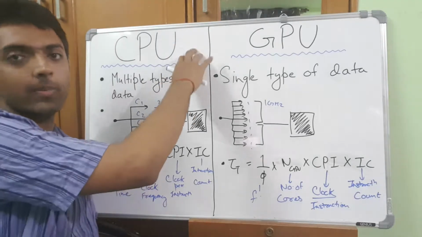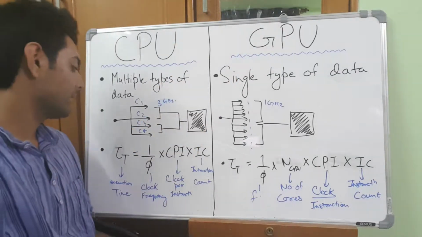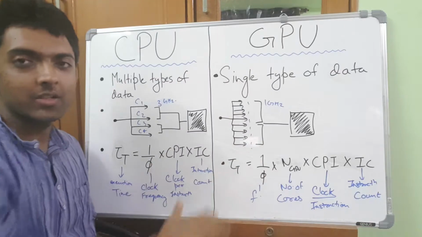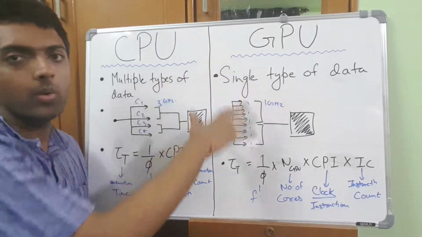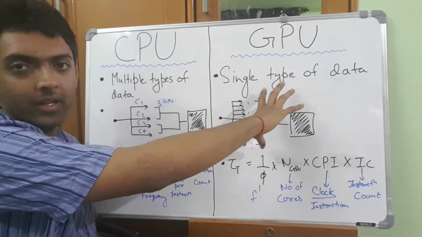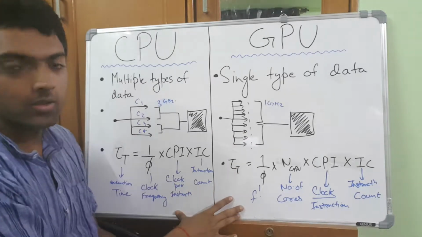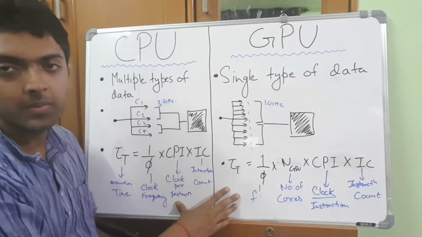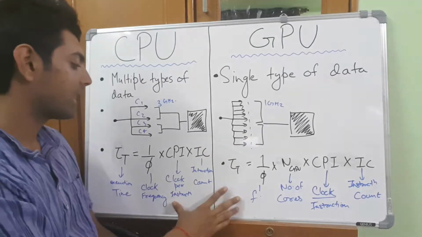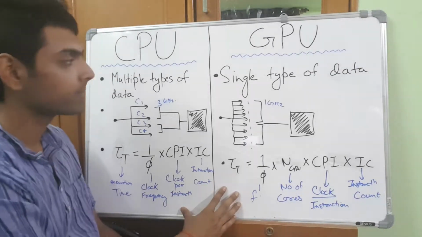So we'll talk about CPU versus GPU today. There are in total 3 points which actually differentiate CPU from GPU. Two of them are more practical and one is where theory comes into the picture, because some of you have asked me to go a little more in depth. So I thought I'll put in some equations.